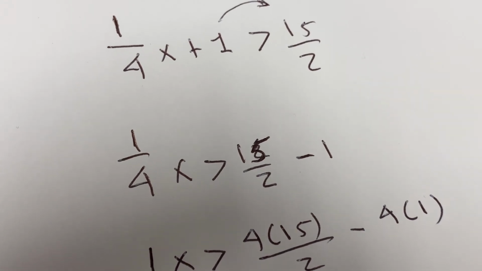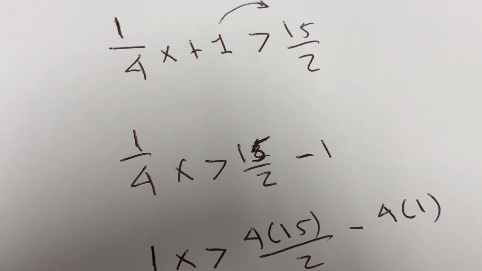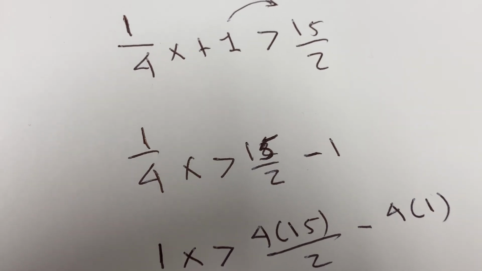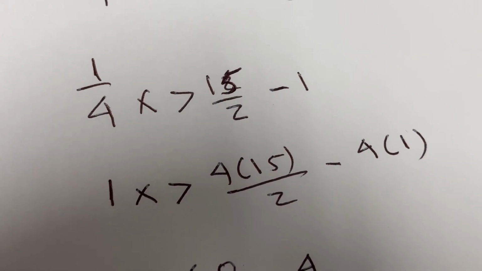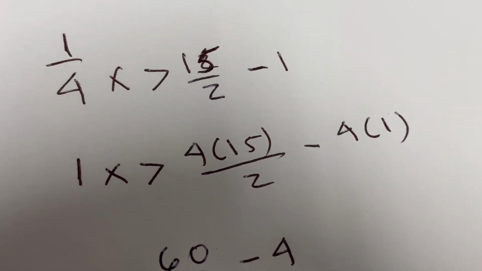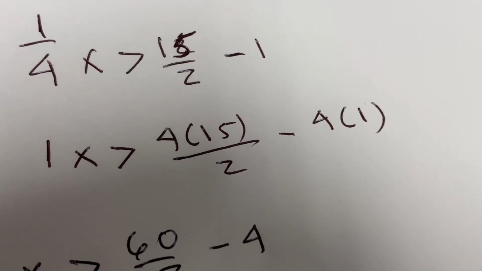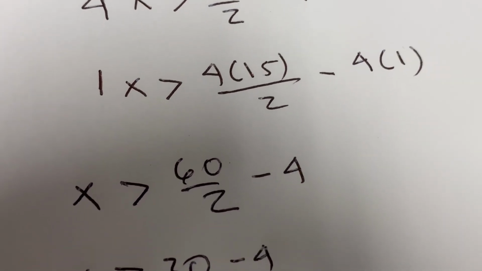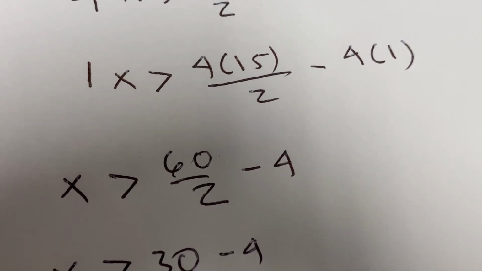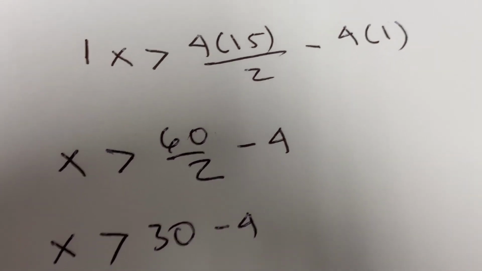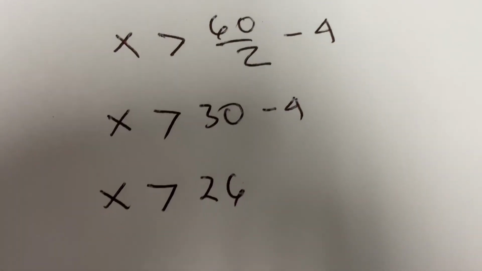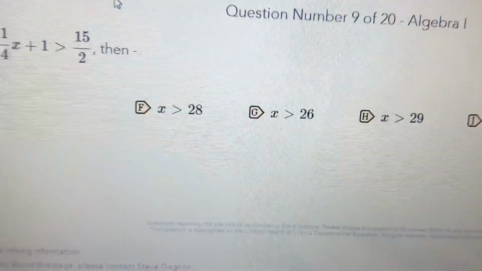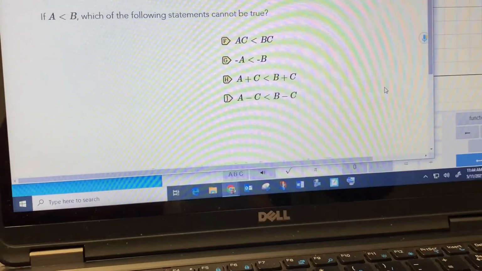Now, this 4 on the left side is dividing x. It goes to multiply on the other side, the right side. It's going to multiply the 15 over 2 and the 1. So what's left is only 1x greater than 4 times 15 over 2 minus 4 times 1. 4 times 15 is 60 over 2, and 4 times 1 is 4. So x at the end is going to be greater than 30 minus 4, and x is going to be greater than 26. Do we have this answer? Yes, x is greater than 26.